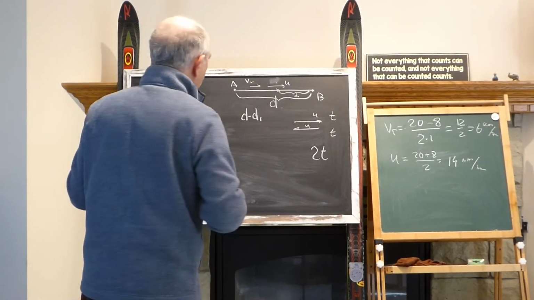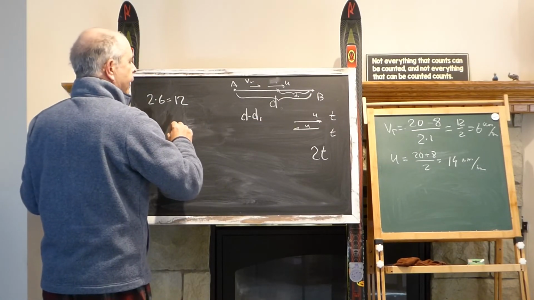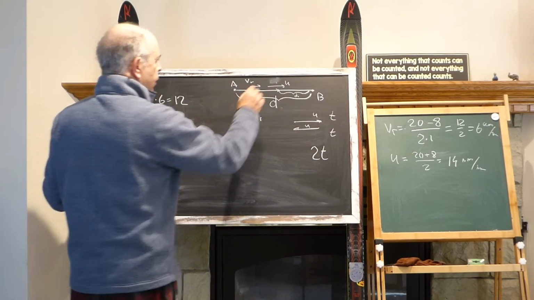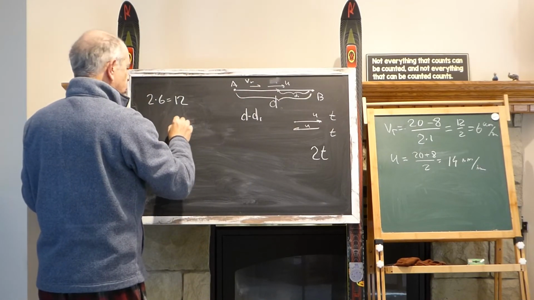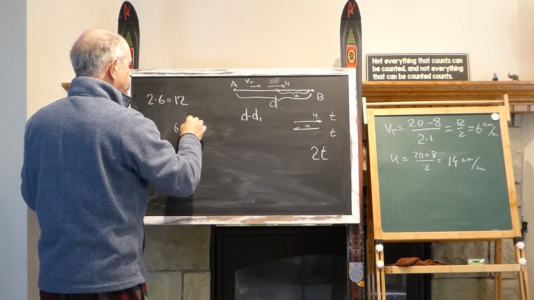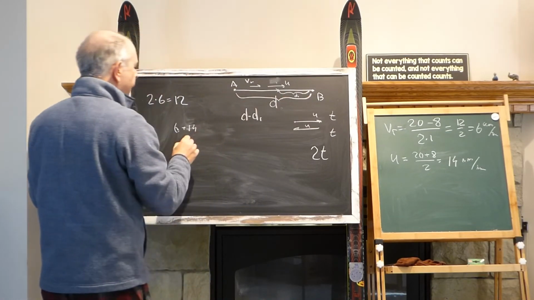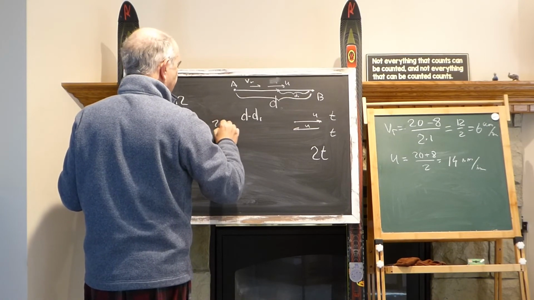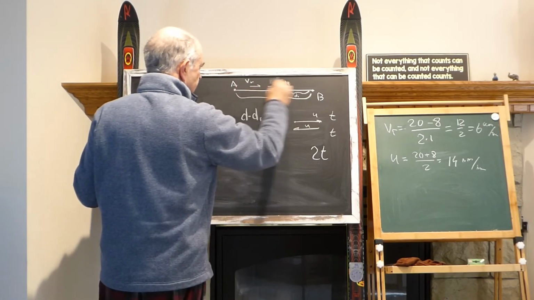Now, of course, we know that the river goes 6 kilometers an hour, and let's check the boat. The boat goes, river 6 kilometers an hour plus 14 kilometers an hour, is the total speed of the boat when we go down, and it should cover the distance, which is 20 kilometers, in 1 hour. Yeah, 20 equals 20. So this part is good.